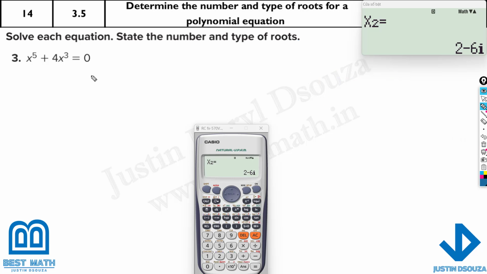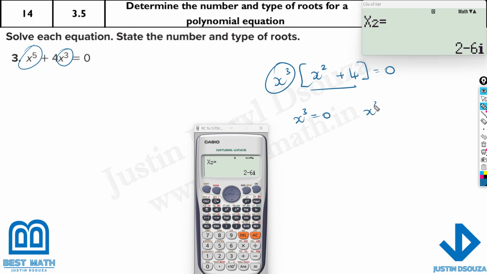Another thing is you can take the highest common degree. What is common? It is x cubed that is common outside. What remains is x squared plus 4 equal to 0. See, now there is x cubed here and then there is x squared plus 4. Now we have to equate both to 0, isn't it? x cubed is equal to 0 and then we have x squared plus 4 is equal to 0.